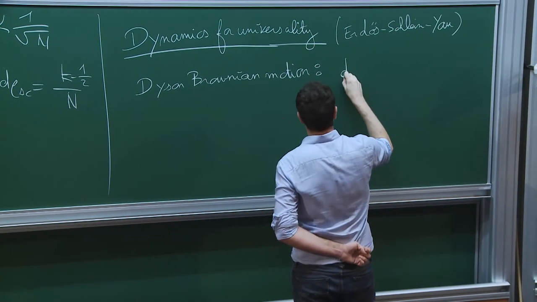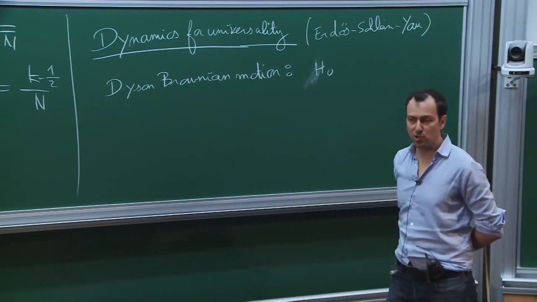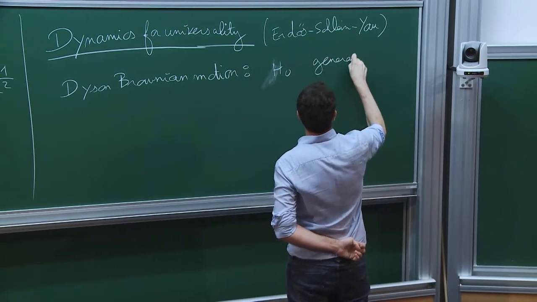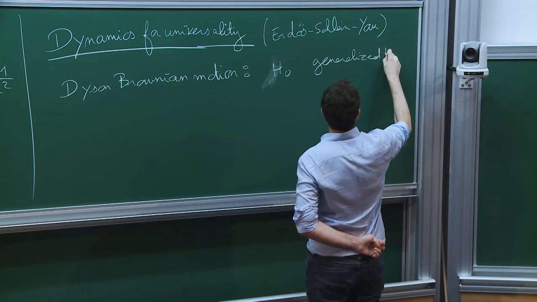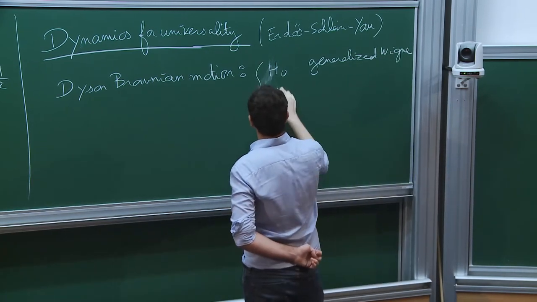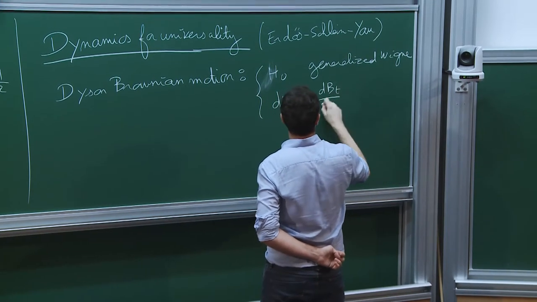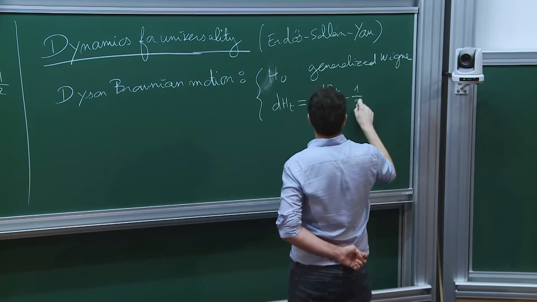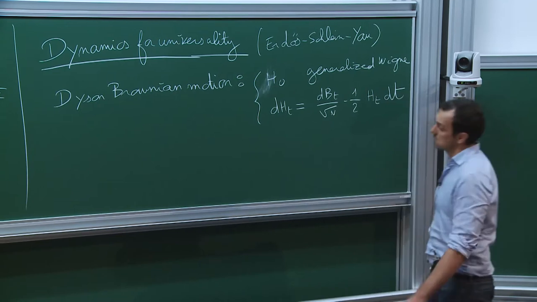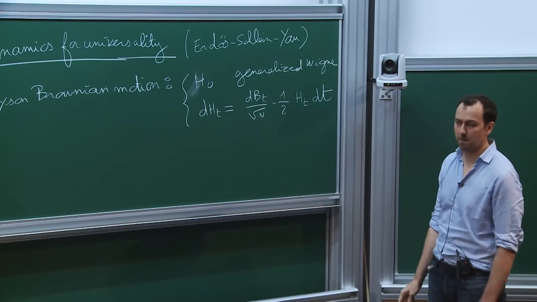Namely, we start with a matrix H0, which I'm going to choose to be a generalized Wigner matrix, and dHt is dBt over square root n minus 1 half of Ht dt. So strictly speaking it's not a Brownian motion, but the Ornstein-Uhlenbeck version of it.